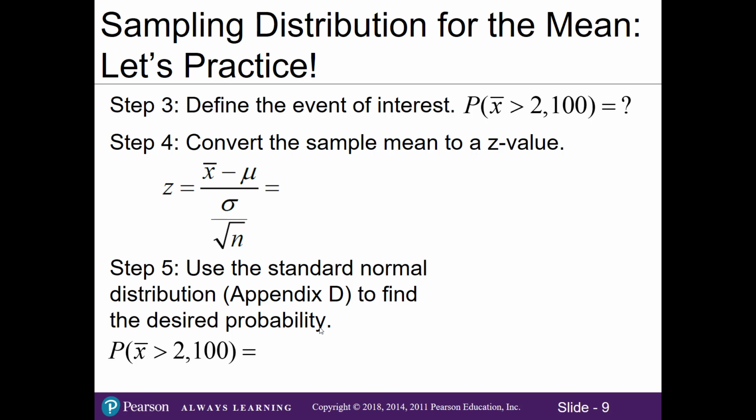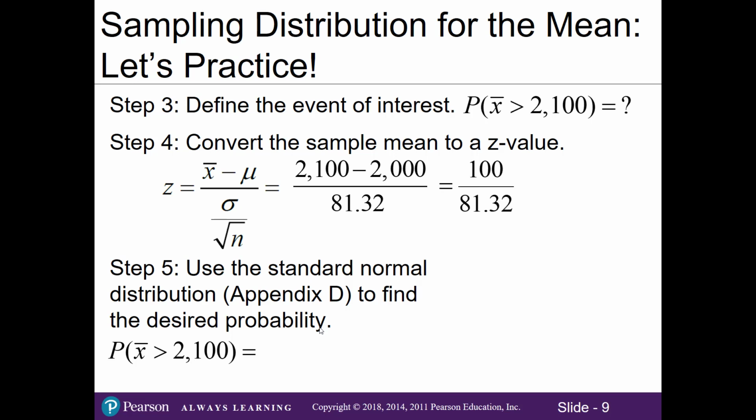And then in step 4, you'll go ahead and convert our sample mean to a z-value. So we take our sample mean of 2,100 minus our population mean of 2,000, and we'll divide it by our standard error that we calculated on the previous slide. So taking 2,100 minus 2,000 divided by 81.32, we can simplify where our sampling error is 100 in the numerator and our standard error is 81.32. Divide the two numbers and we get a z-value of 1.23.